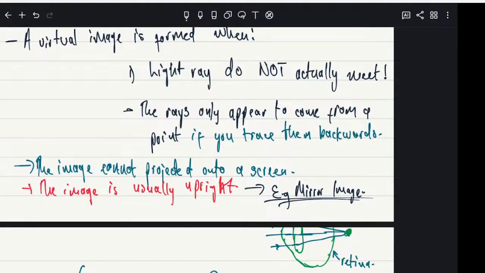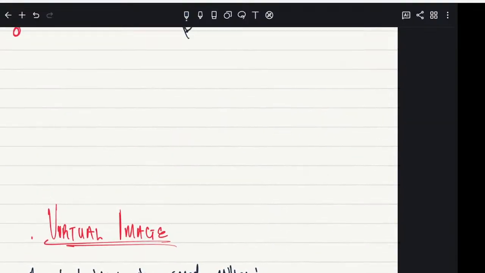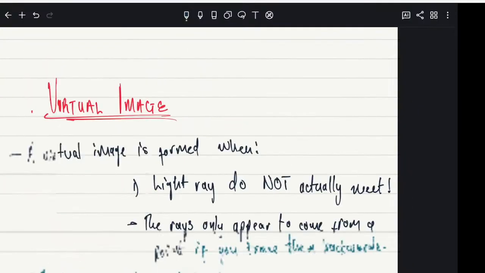Pardon? I didn't hear that. Oh, a real image. An example of a real image. I don't know. The audio is not clear.